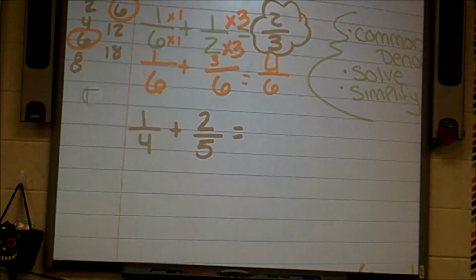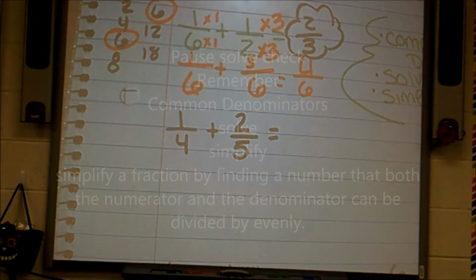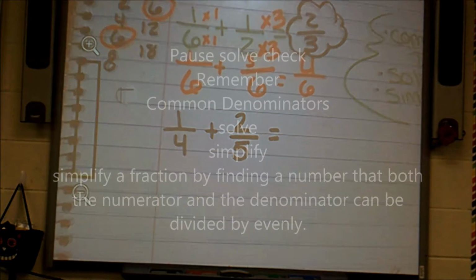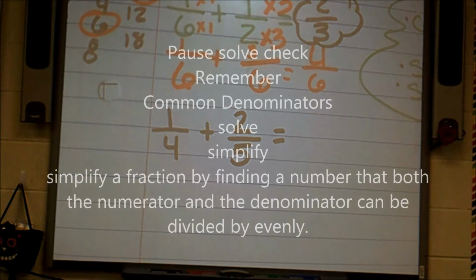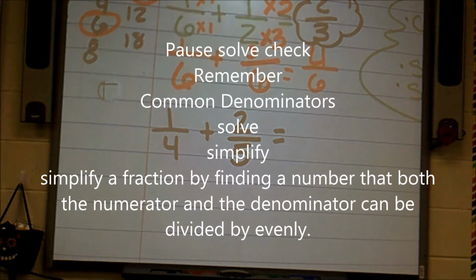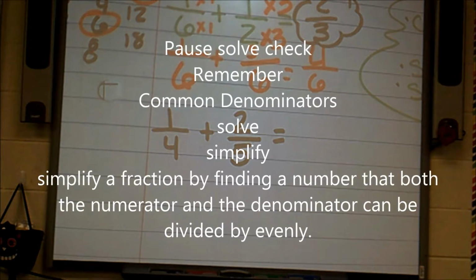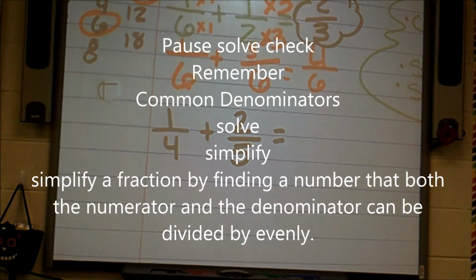Let's try another. 1/4 plus 2/5. So try this problem on your own and see how you do. This isn't a new concept, but remember, I want you to get common denominators, solve, and then simplify it. Once you get your answer, see if there's any numbers that you can divide both of them by evenly in order to get an equivalent fraction in simplest form.